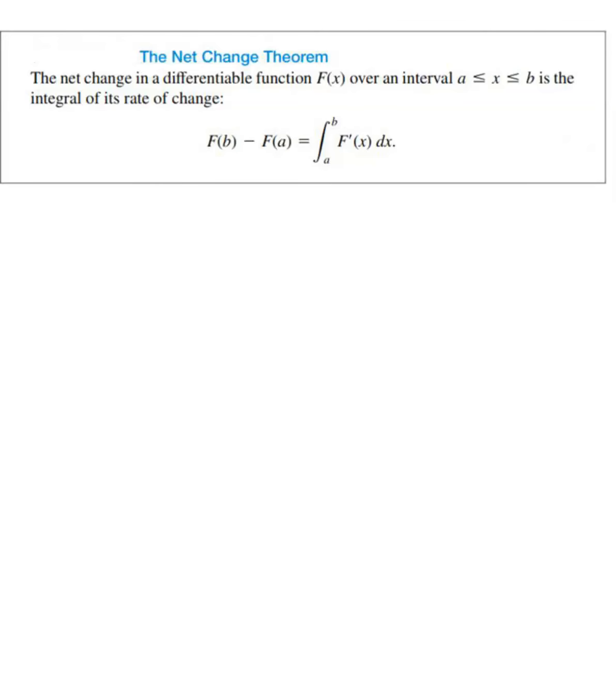The net change in a differentiable function capital F of x over an interval a to b is the integral of its rate of change. Okay, so F of b minus F of a is integral a to b F prime of x dx. Okay, this actually comes in the beginning. It comes from our evaluation theorem, which is FTC2, right? So that's integral a to b f of x dx. And so I'll say FTC2.